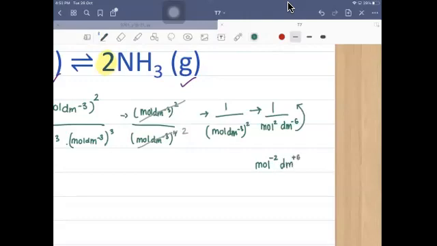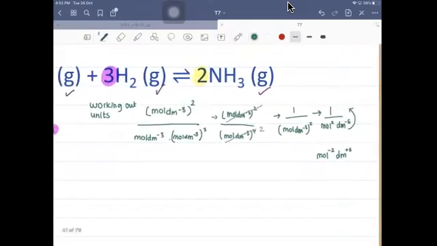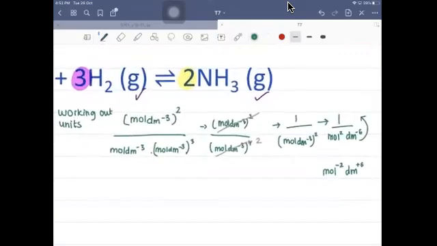dm plus 6, or I could just write it as mole minus 2 dm 6. Okay, so that's how you work out the units. If you want to copy that down, you can pause the video here, I think, because if I zoom out, you wouldn't be able to see this part.